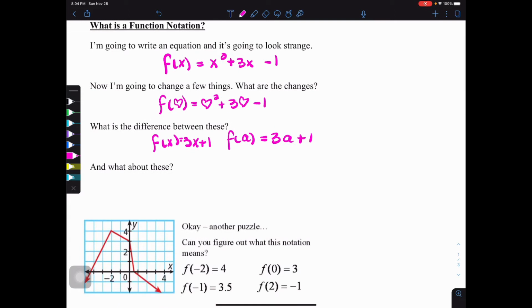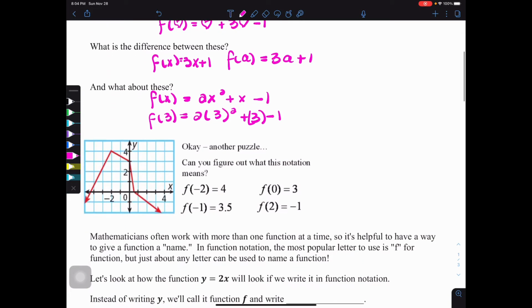Okay, and what about these? Think about it for a second. What's the difference between these two equations? Hopefully, again, you saw that I replaced all the X's with a 3. So it's now a 3 instead of an X.